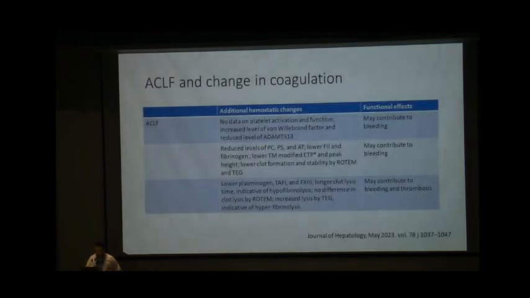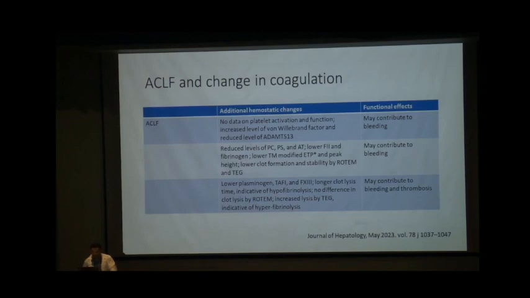So to summarize the changes which take place in coagulation in ACLF patients, there's no data on platelet activation and function. However, increased level of von Willebrand factor and reduced level of ADAMTS-13 is noted, which may contribute to bleeding. There's a reduced level of anticoagulant protein. There's lower fibrinogen level and lower thrombomodulin-modified endogenous thrombin potential and peak height, lower clot formation, which predisposes to bleeding.